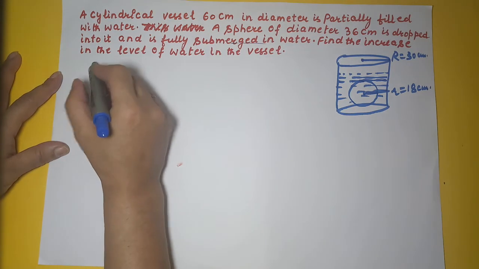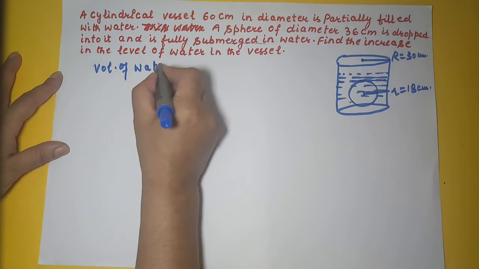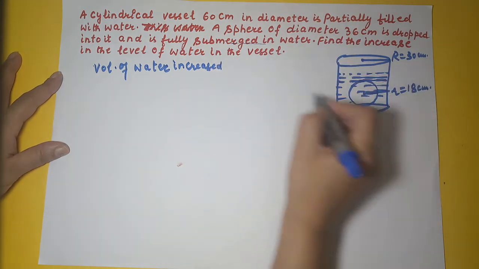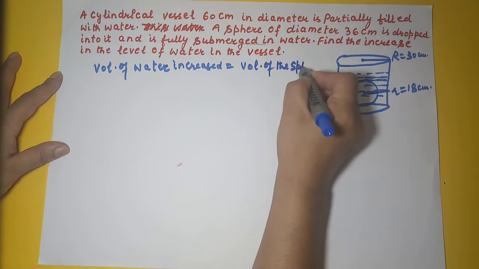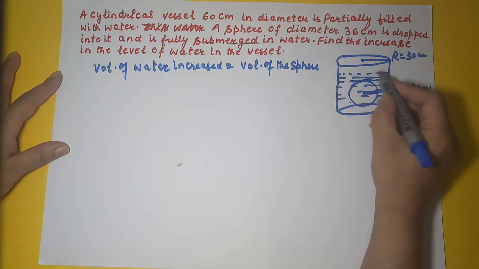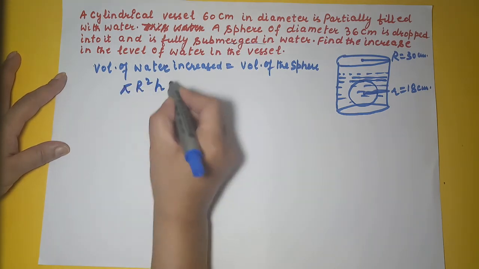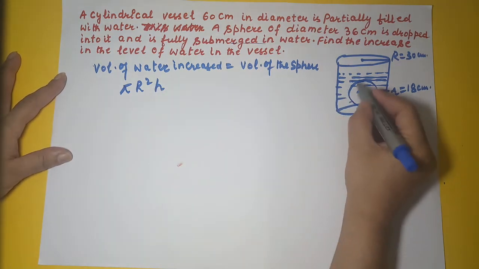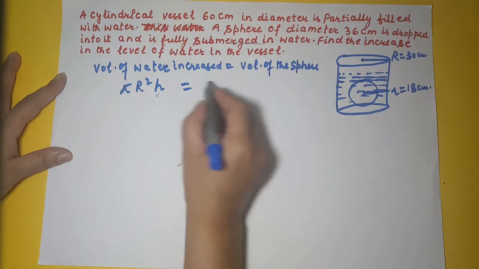So it is very simple for us to understand. So we will write volume of water increased inside the cylinder will be equal to the volume of the sphere, right? Since the water is in the cylindrical vessel, it will take the shape of the cylinder. So volume will be pi r square h. Now this h will be the increased height. When this is dropped inside this, the increased height of water will be this h. This is equal to the volume of the sphere.